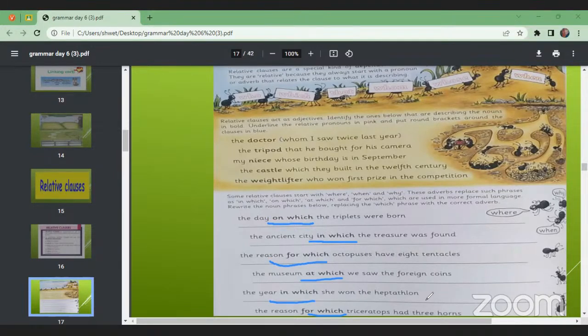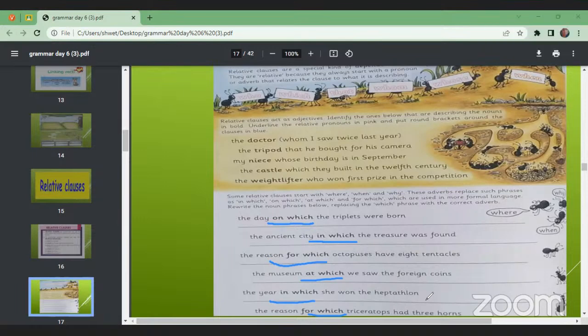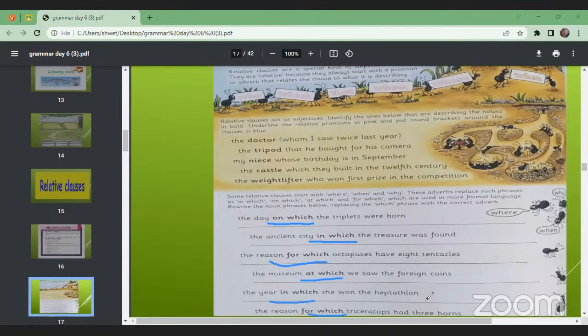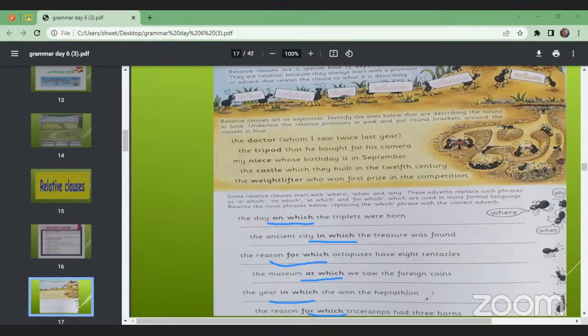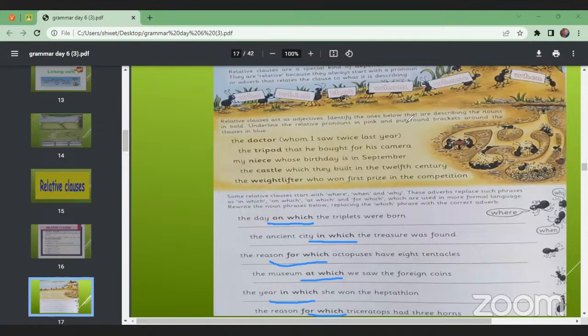For which? The reason for which octopuses have 8 tentacles. So what question comes here? Where, when, or why? Why. The museum at which we saw the foreign coins. What question is there? Where. The year in which she won the heptathlon. When? Time, when. Okay. So then they are adverbs.